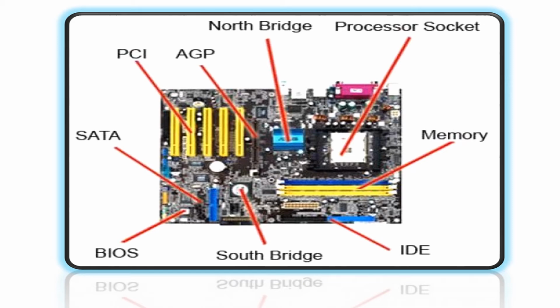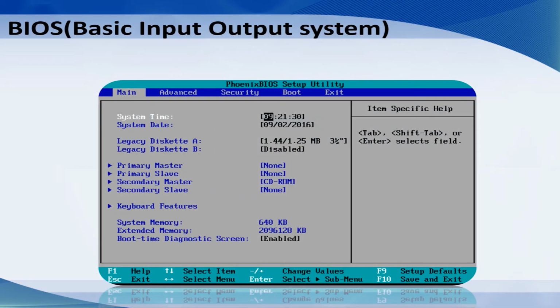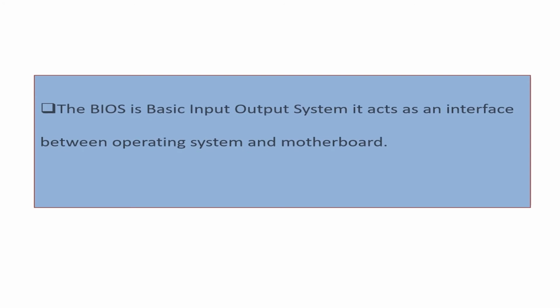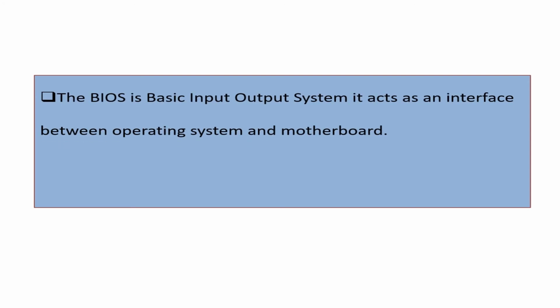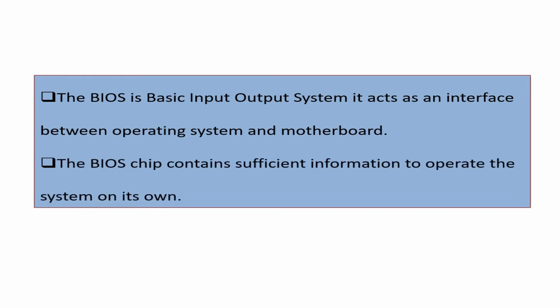The fifth component is BIOS. The BIOS is basic input-output system. It acts as an interface between operating system and motherboard. The BIOS chip contains sufficient information to operate the system on its own. When the computer is turned on, the BIOS is activated. The first purpose of the BIOS is to initialize the system, and then it tests various hardware components and loads an operating system from the memory device.